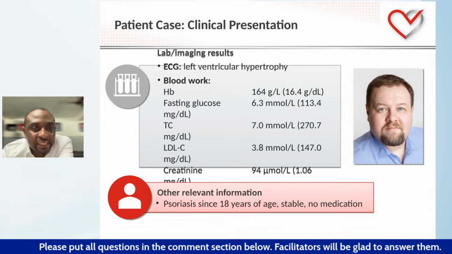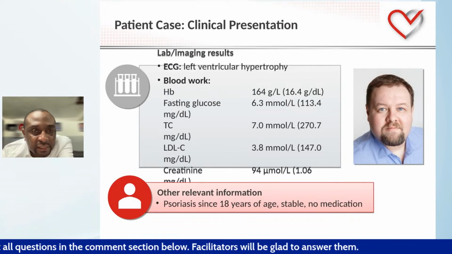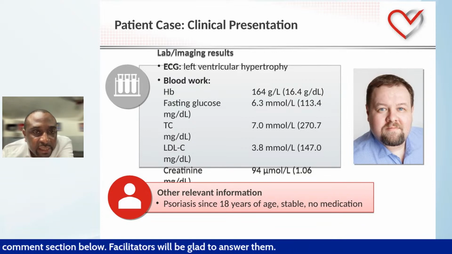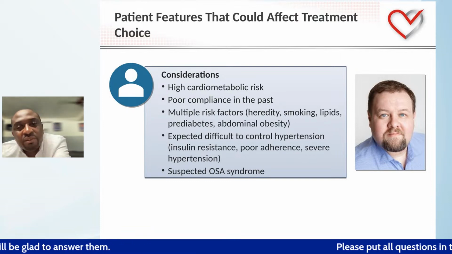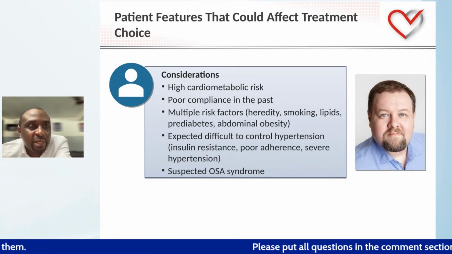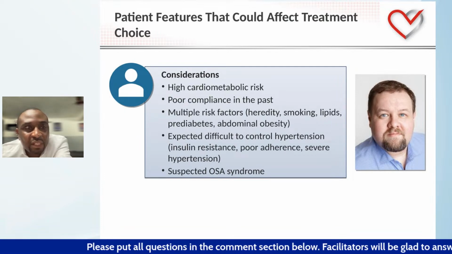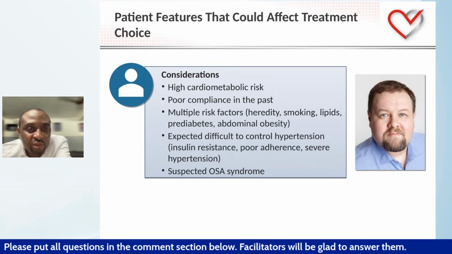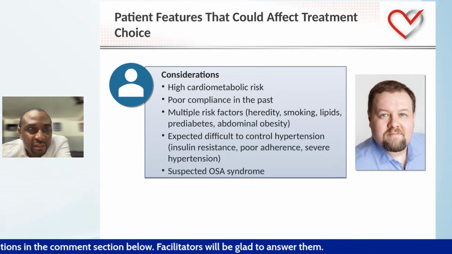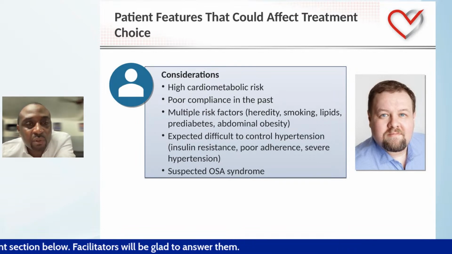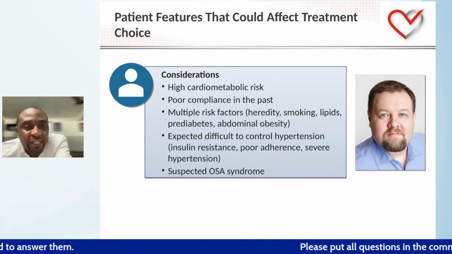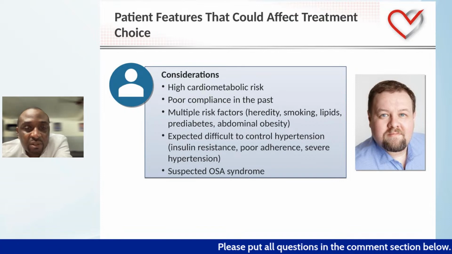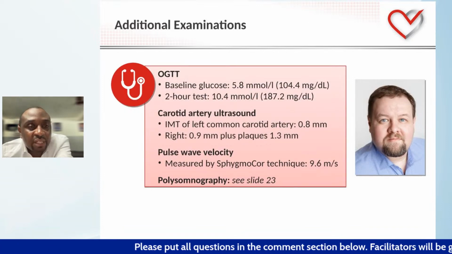Some blood work was done, his fasting sugar, as you can tell, is in the impaired range. Cholesterol levels were also high. So clearly some considerations in this patient, as we do in our day-to-day practice: high cardiometabolic risk, poor compliance in the past, multiple risk factors from smoking, cholesterol, prediabetes, in that order. So expected difficulty in controlling this blood pressure because of the insulin resistance, poor adherence, and severe hypertension. The patient also had a suspected obstructive sleep apnea.